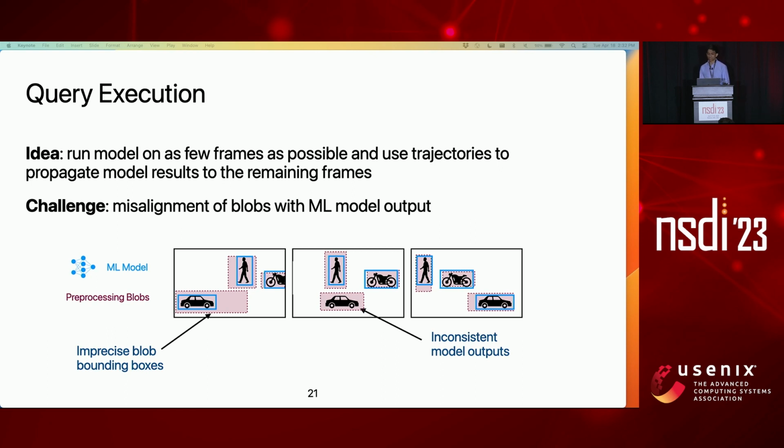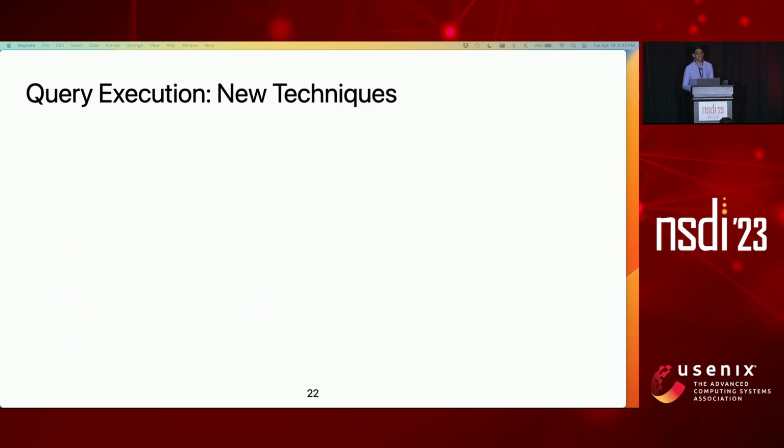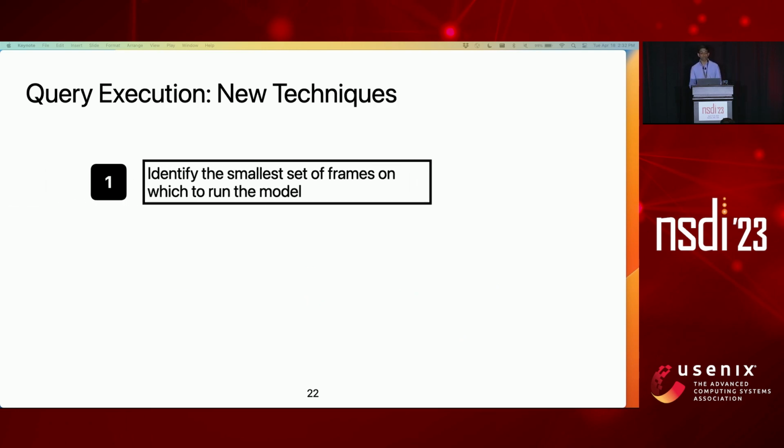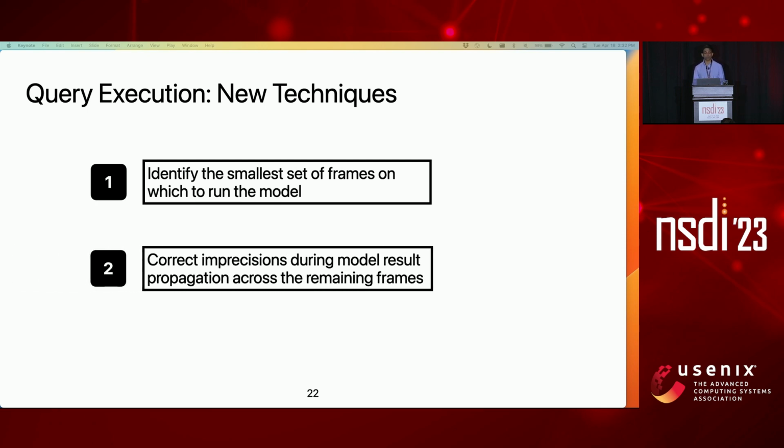Here, the model misses the car on the middle frame, but finds it on the first and the third. What this means is we need a new set of techniques to first identify the smallest set of frames on which we need to run the model, and correct imprecisions during model result propagation across the remaining frames. In the interest of time, I'll describe the high-level approach of our solutions.